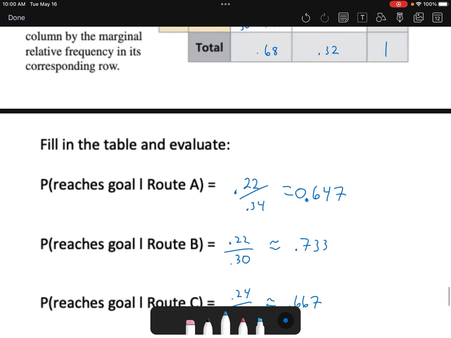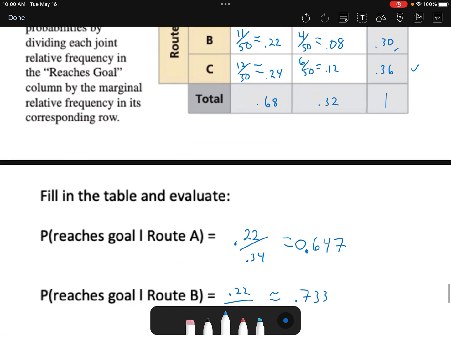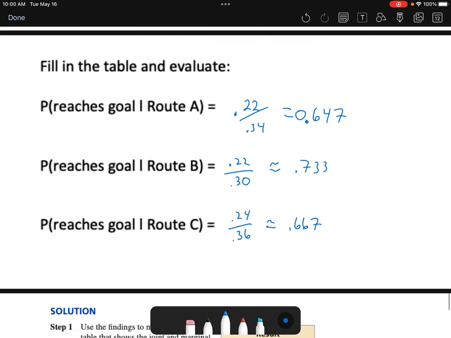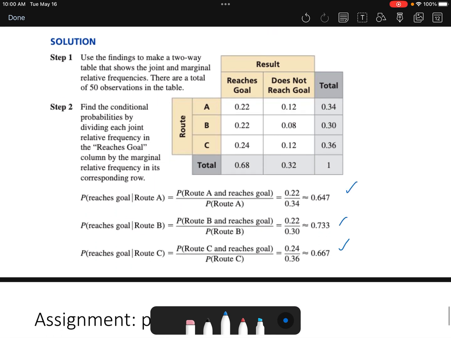So it's pretty cool to look at a table and find probabilities without having to really calculate much. We just add and divide. So let's make sure and check them. Yep, that's what we got.